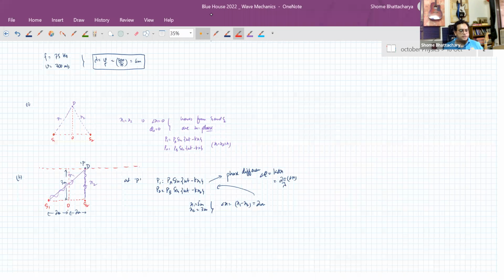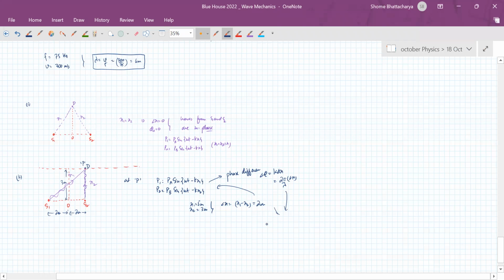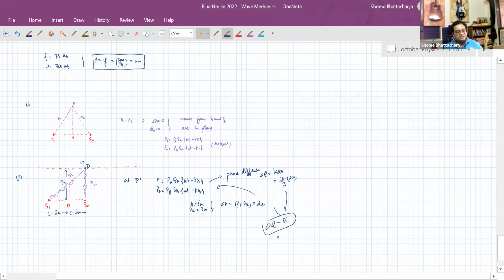Okay, so has anybody calculated the phase difference now from this? You got this? So you can see the phase difference at that point is becoming pi, right? So delta phi is becoming pi. So there is destructive interference happening.